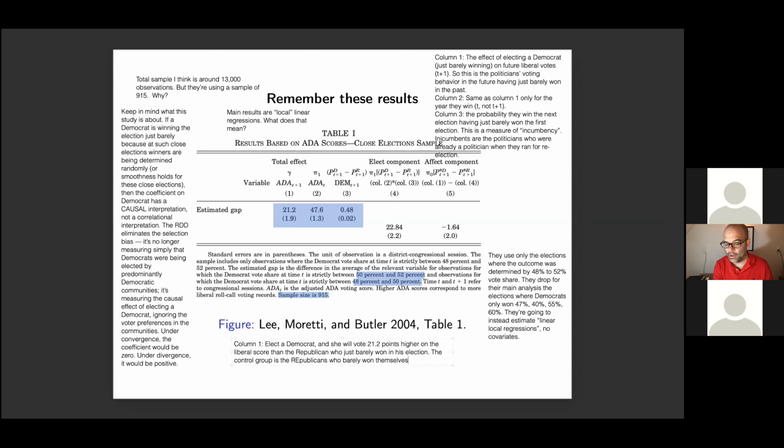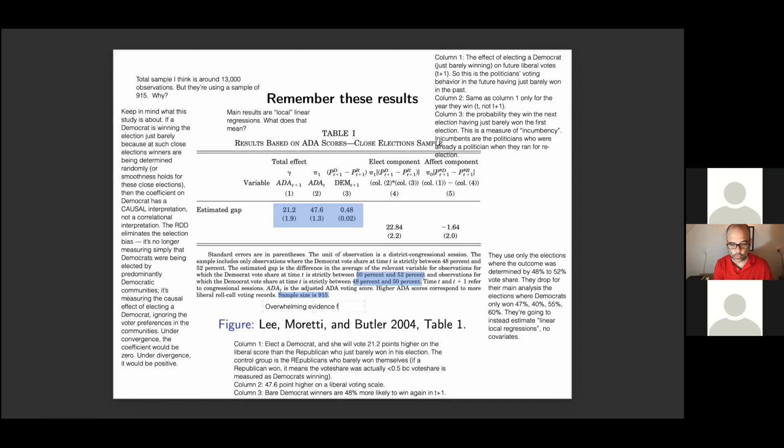That means if a Republican won, the vote share was actually less than 0.5, because vote share is measured as Democrats winning. Column 1, more liberal. Column 2, 47.6 points higher on a liberal voting scale. Column 3, bare Democrat winners are 48% more likely to win again in T+1. So there's lots of really interesting results. Overwhelming evidence for divergence.